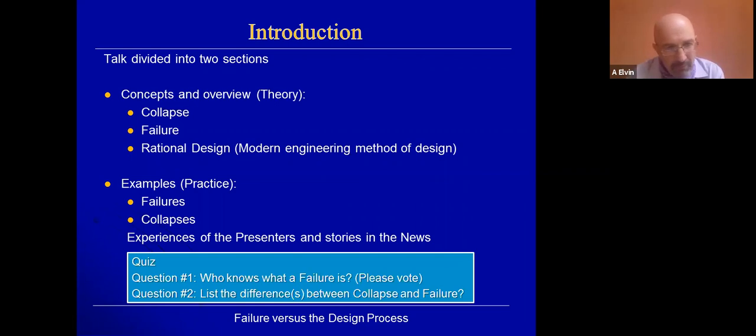Question two: if you have a piece of paper next to you or you want to type it up so that we can all see, can you list the difference or the differences between collapse and failure? If you can just type it up and I'll read a few. I won't mention who wrote what. We just want to see. Could you tell me the difference between a collapse and a failure? Let me just scroll it up and down.